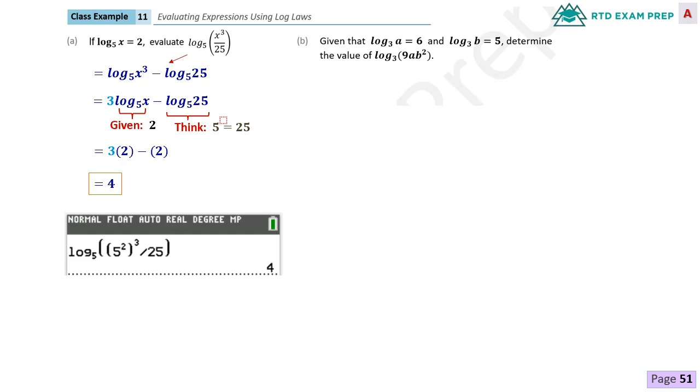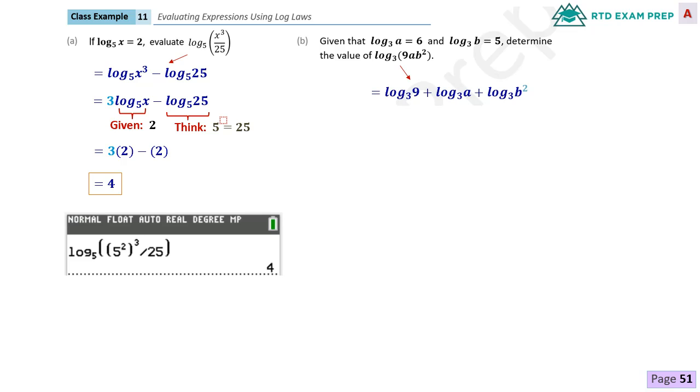Returning to the original question, we were told that log base 5 of x is equal to 2. What would the other one be worth? Well, log base 5 of x equal to 2 is logarithmic form, but if we converted that to exponential form, it would say x equals 5 squared. So we can simply replace the x in the second expression with 5 squared, and then it becomes log base 5 of 5 squared cubed divided by 25. And our calculator will tell us that that evaluates to give 4.